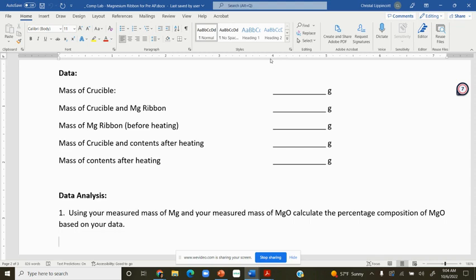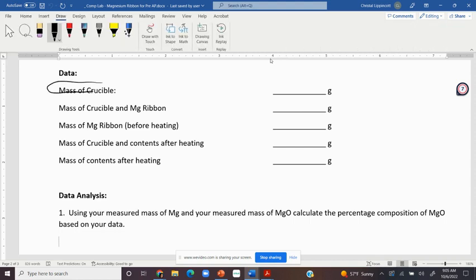This is the mass of your magnesium, okay? Then you heated it. You took the mass again after you heated it. And if you take the crucible from here away from this, you will have this value. Make sense? Now that value, these contents, are magnesium oxide.